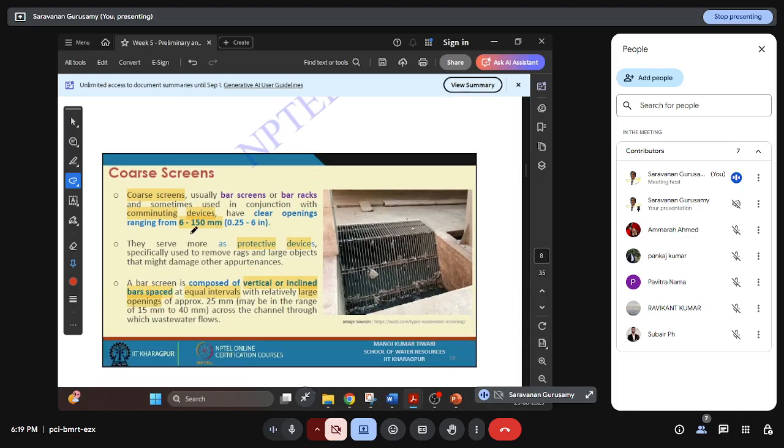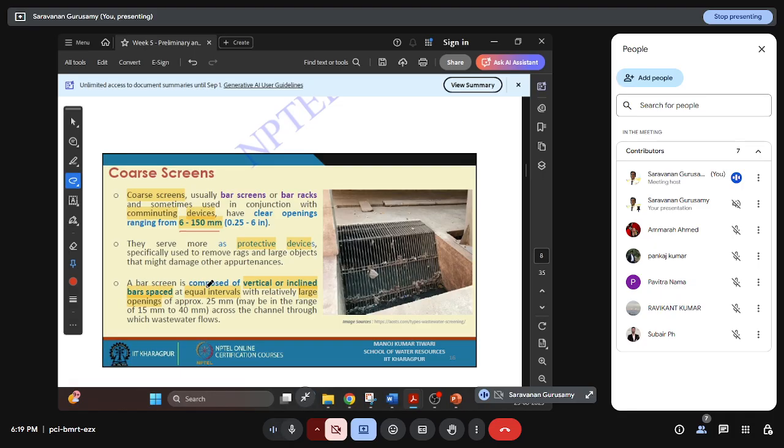So for the coarse screen, as I mentioned, 6 to 150 mm is the opening size. It will be a bar or bar rack. Because you should remove only the coarse particles, it will have a bigger opening size. So bars we can use as the openings. And then a protective device will be there.